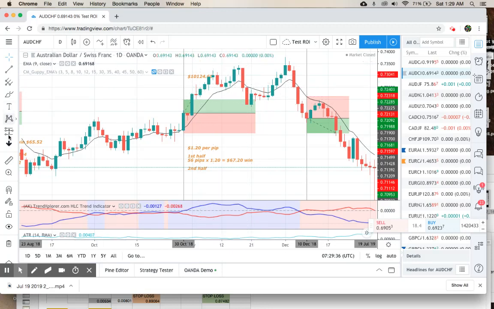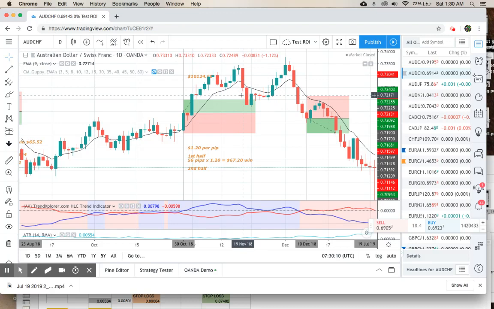So let's pretend that our high was here and then going down to here. No, we wouldn't have gotten stopped out at 82 pips on a trailing stop. So it would have kept going. And so let's go from this swing high and see. Nope, it still wouldn't have hit our trailing stop. So we would have gotten out right here.